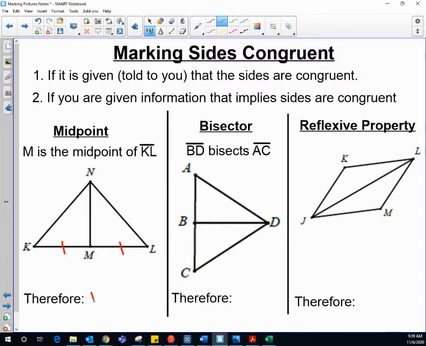And so in this case, I would know that segment KM is congruent to segment ML, okay? So knowing that that was a midpoint implied that those two segments are congruent.